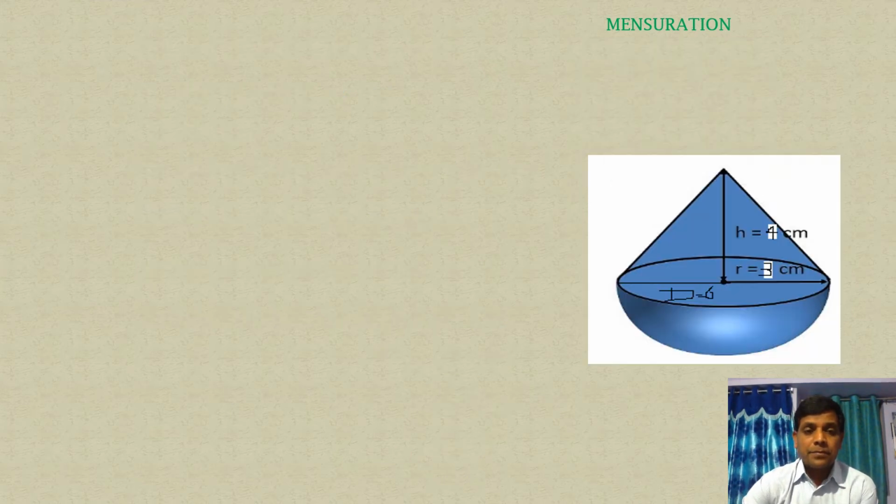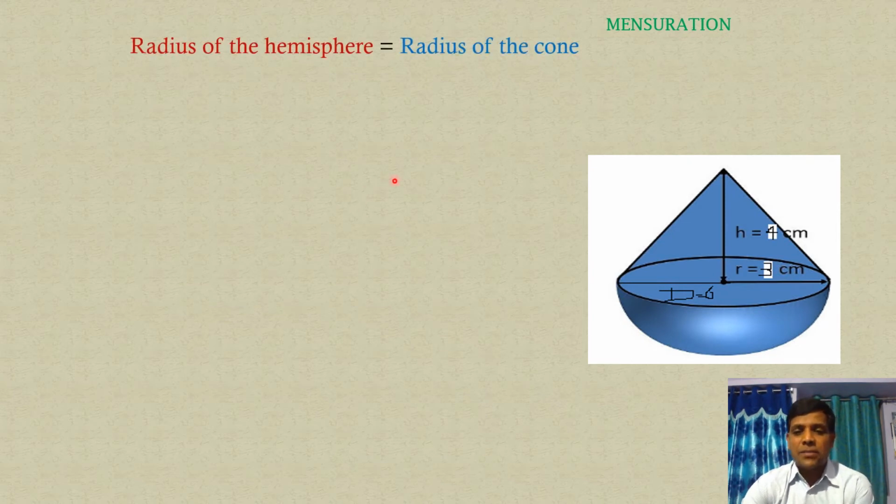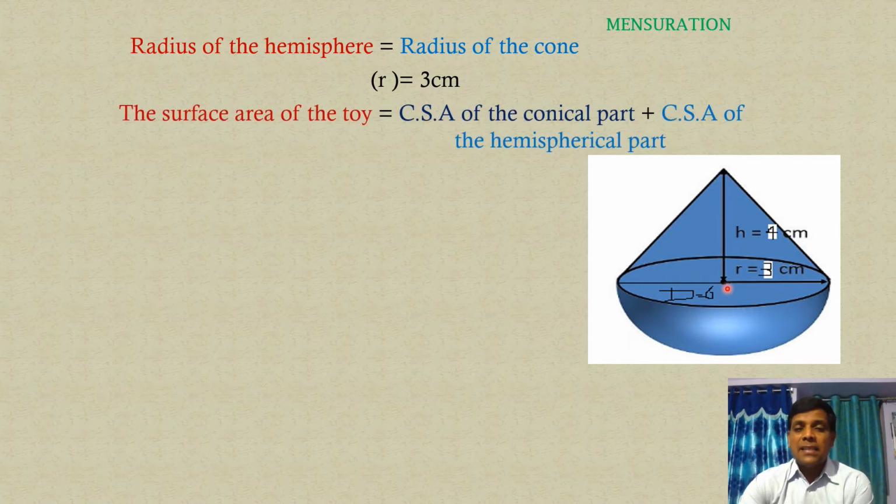Next, radius of hemisphere. What is the radius of hemisphere? Radius of hemisphere and radius of cone both are equal. Radius of cone and radius of the hemisphere R is equal to 3 centimeters. Now next step, surface area of toy.